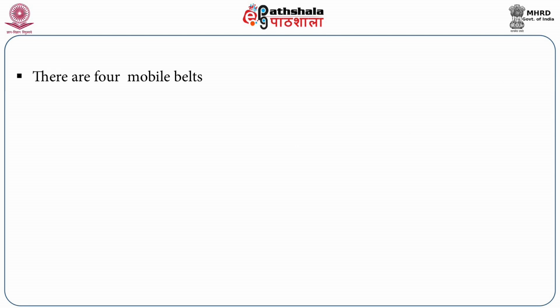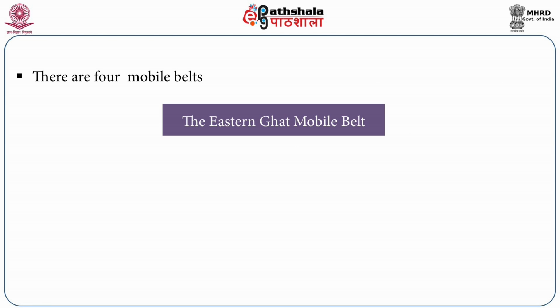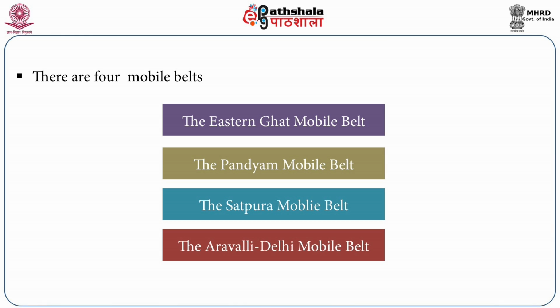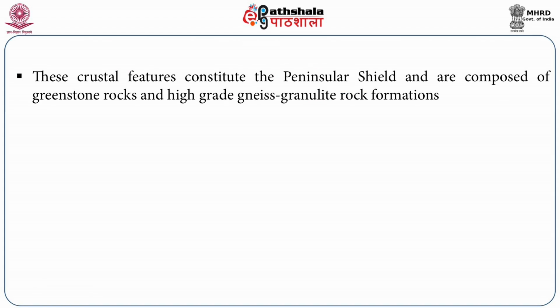There are 4 mobile belts: the Eastern Ghats mobile belt, the Pandyan mobile belt, the Satpura mobile belt, and the Aravali Delhi mobile belt. These mobile belts were responsible for bringing the cratonic areas into a shield landscape. These crustal features constitute the peninsular shield and are composed of greenstone rocks and high-grade gneissic and granulitic rock formations.